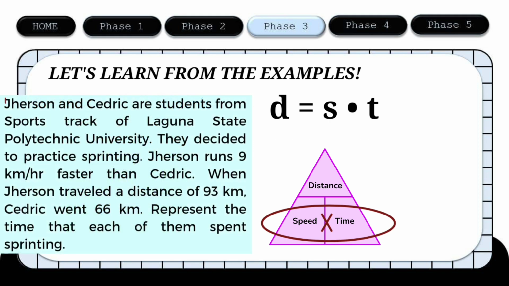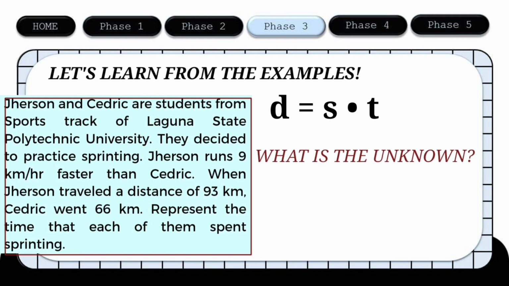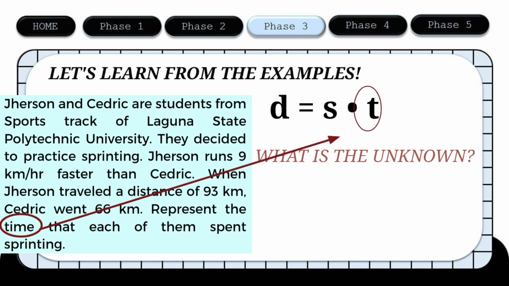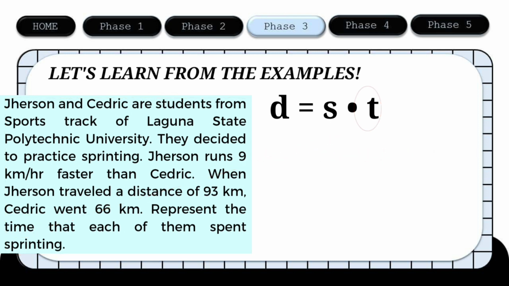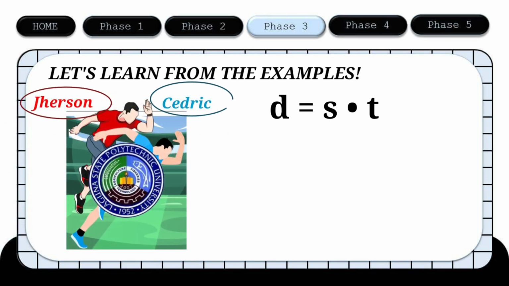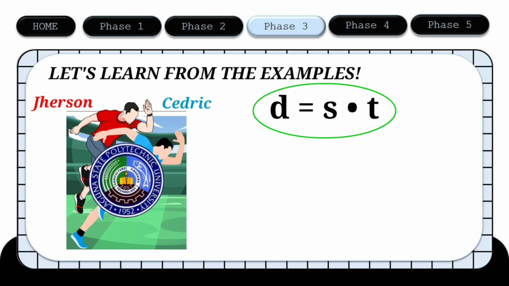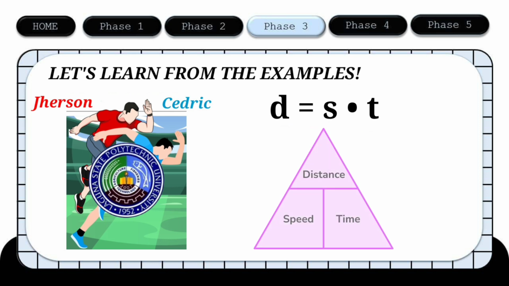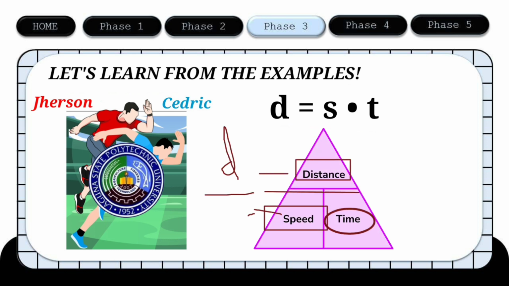In this case, this is a motion problem. Ang hinahanap natin is yung time. Yung time na iginugol ni Gerson and Cedric sa kanilang practice sprinting. And this simply means that we have to form or represent a rational function for each of them. Isang representation for Gerson and isang representation for Cedric. And now, we are going to use this formula. And since ang hinahanap natin dito, time, ibig sabihin, kailangan natin mag-derive ng formula out of this general formula. And so, time is equal to distance over speed.